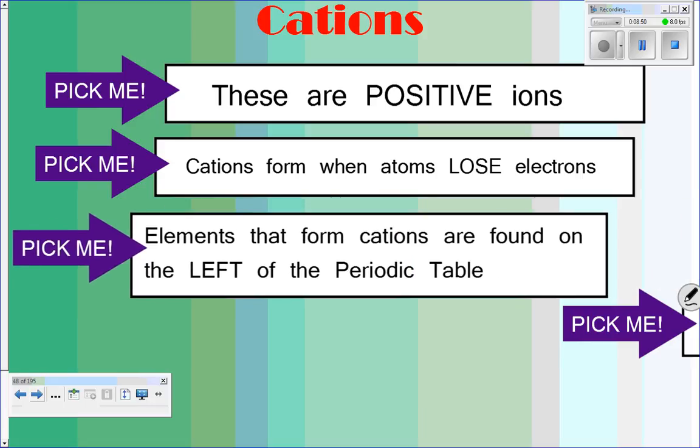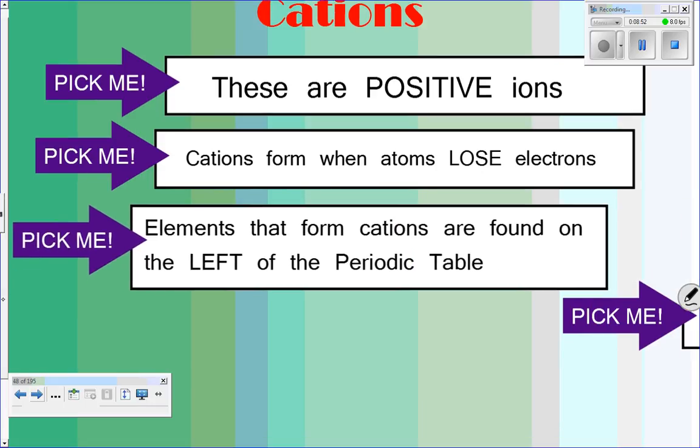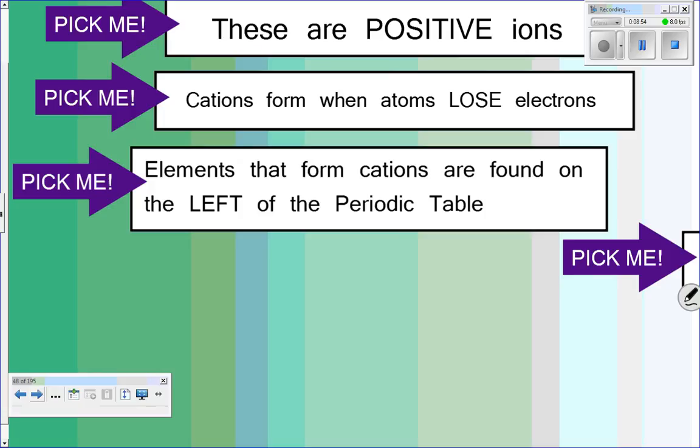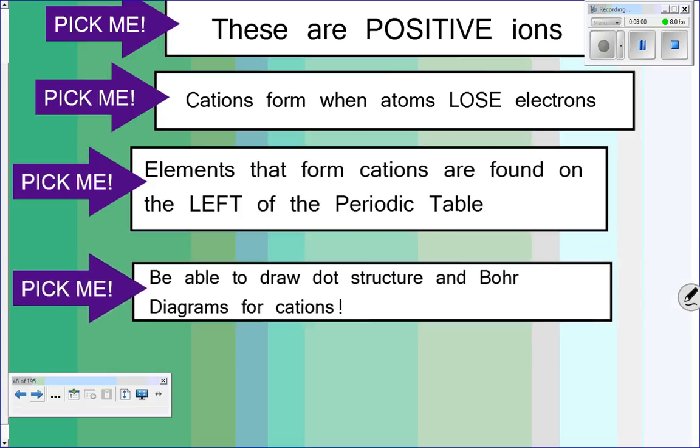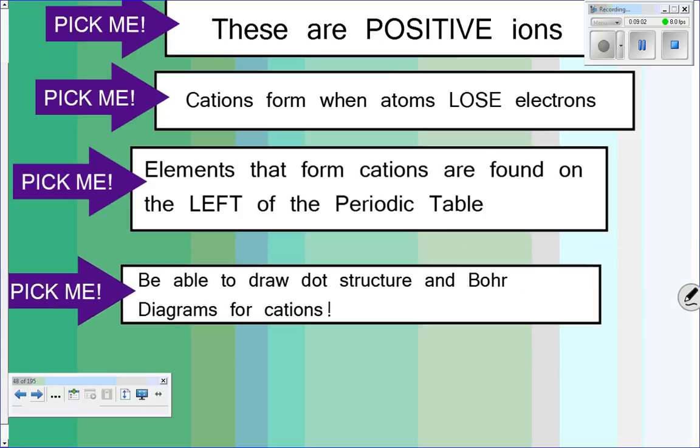Elements that form cations tend to be found on the left side of the periodic table. So the examples that we just looked at, they're all from the left side of the table. Those are metals. You don't have to write this down, but just a point to know is that you have to be able to draw dot structures and Bohr diagrams for cations. So that's what we're going to do right now.